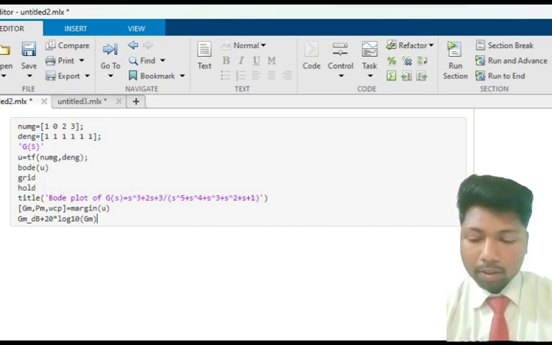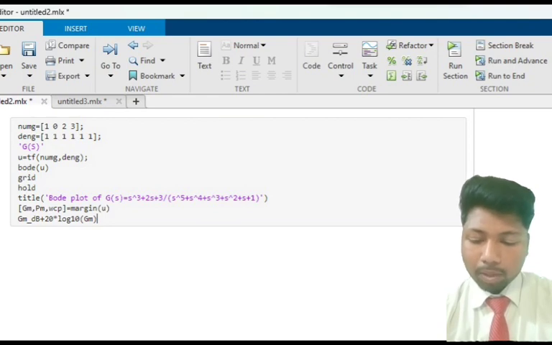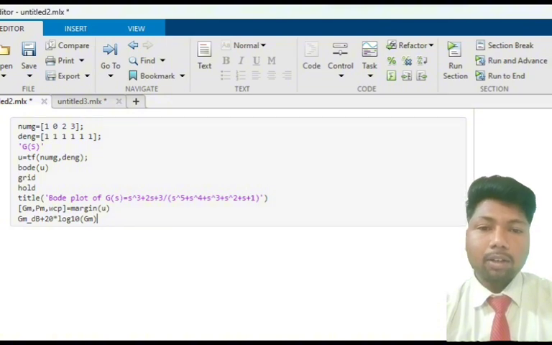Then in brackets GM, where GM means gain margin, comma PM means phase margin, and comma Wcp, bracket complete, equals margin(u). Then gain margin in decibels equals 20 times log10 of GM, gain margin, in brackets. So in this way you have to write this program.